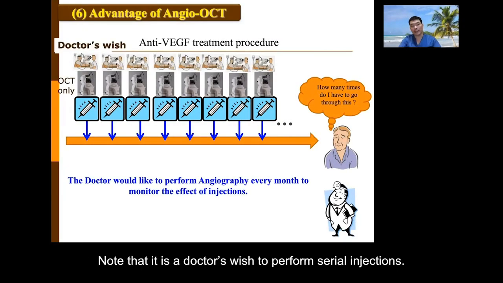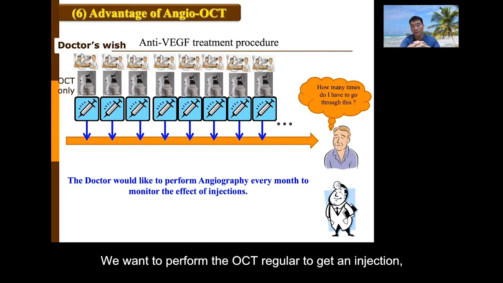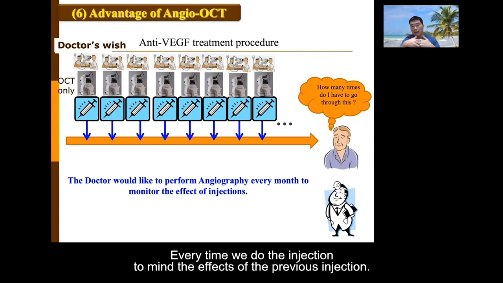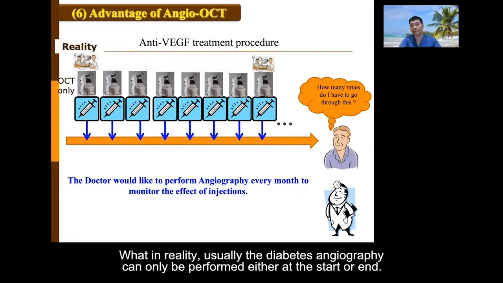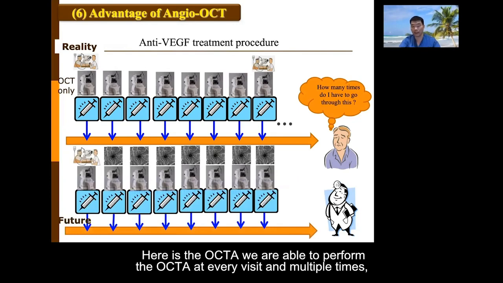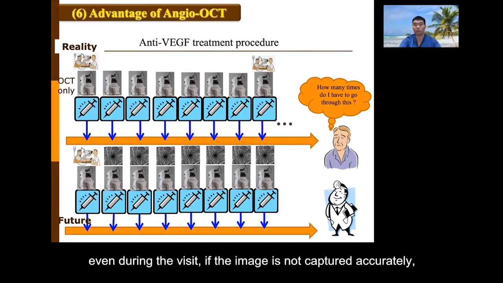I believe it is the wish of doctors who perform serial intravitreal injections that we perform the OCT regularly together with the injection, but we also want to be able to have an angiographic picture of the patient every time we do the injection, to monitor the effects of the previous injection. But in reality, usually dye-based angiography can only be performed either at the start as well as at the end, sometimes in between if there are any changes in the pathology. Here with the OCTA, which is non-invasive, we are able to perform the OCTA at every visit, and multiple times even during the visit if the image is not captured accurately.